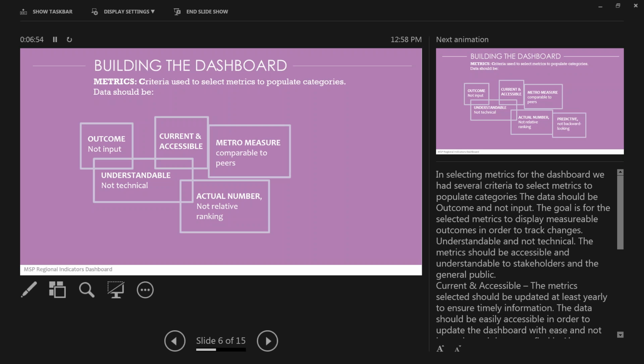We wanted a metro to metro comparable. So the actual full MSA based on the office management budget, not just the city or part of the region, but actual apples to apples comparing across all regions.